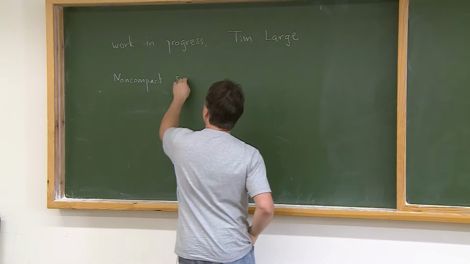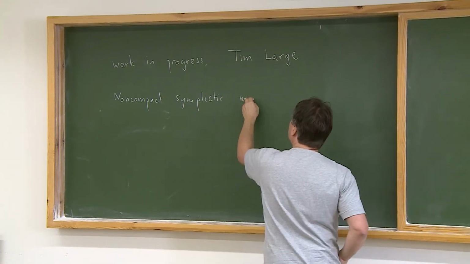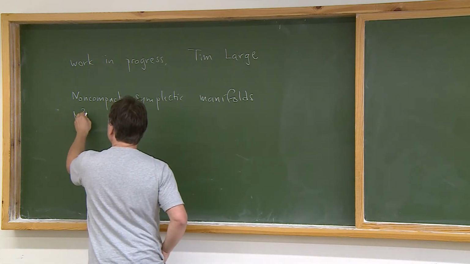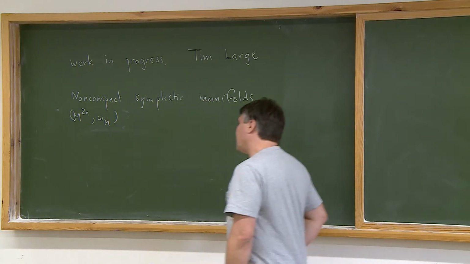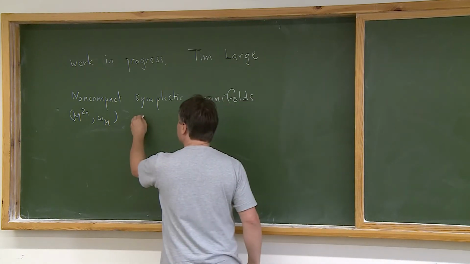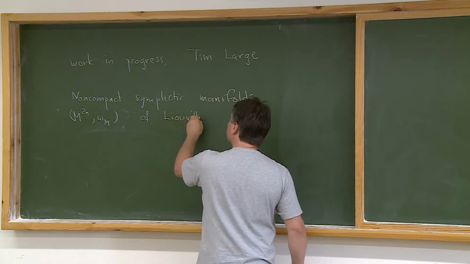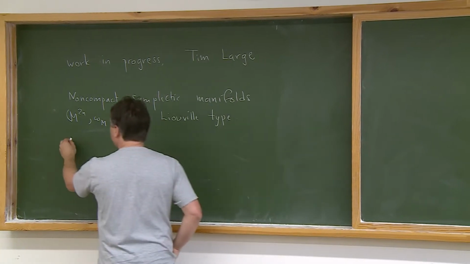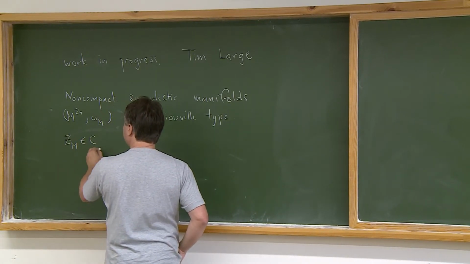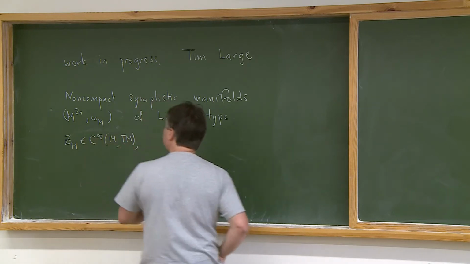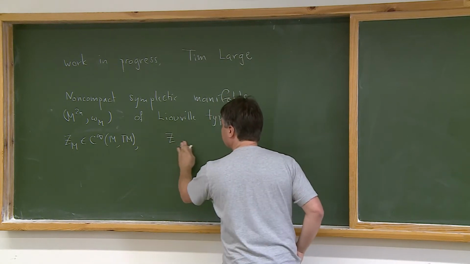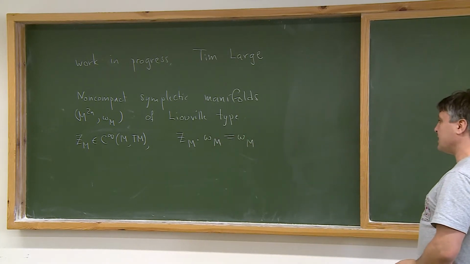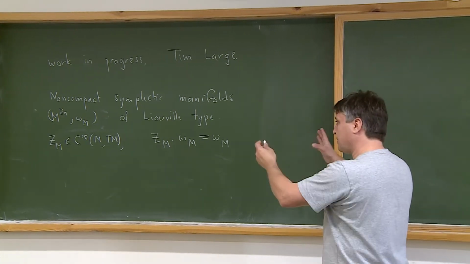So I will look at non-compact symplectic manifolds. The general theory of non-compact symplectic manifolds is not very nice, so I will look at what are called Liouville symplectic manifolds. This means that they come with a vector field which rescales the symplectic form. So in particular, the cohomology class of the symplectic form is 0 here.